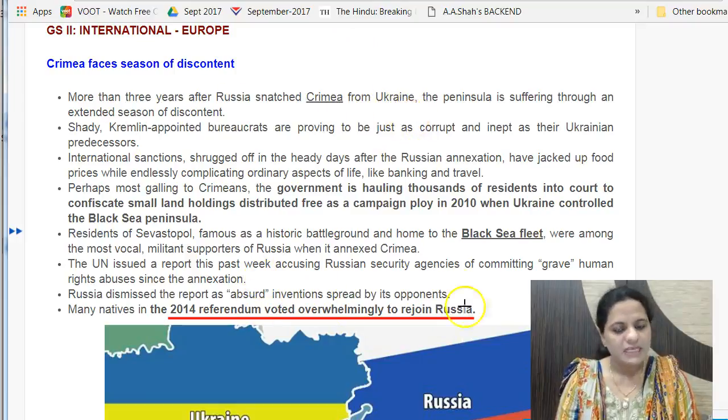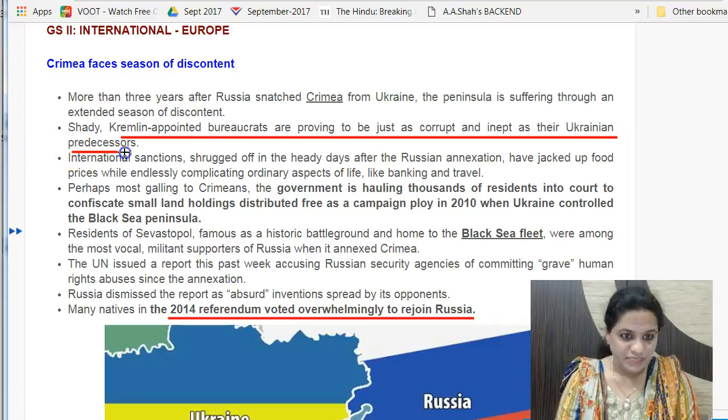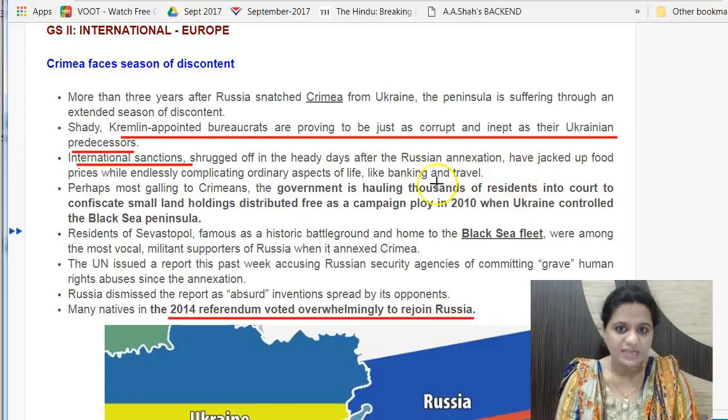So now Crimea, which has been under Russia for more than 3 years, is seeing the same suffering. The Kremlin-appointed bureaucrats are proving to be just as corrupt and inept as their Ukrainian predecessors. International sanctions are also in place, because Russia has annexed this territory which belongs to Ukraine. Food prices have increased drastically, and various aspects of life like banking and travel are affected. So the people here are again discontent with the government appointed by Russia.